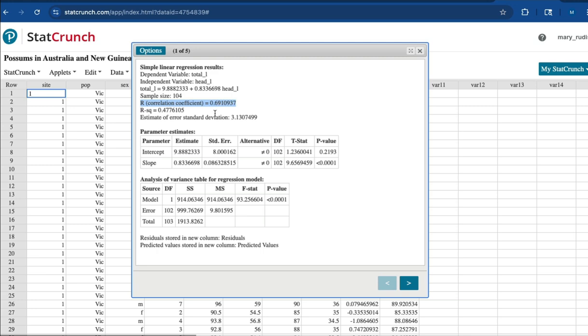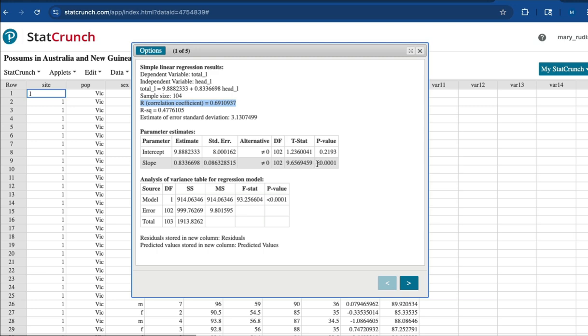A weak relationship would be something closer to 0, like 0.25 or 0.4. Something really strong would be closer to 1, which would be like 0.9 or 0.95. That's a really strong relationship. So this is kind of wishy-washy there.